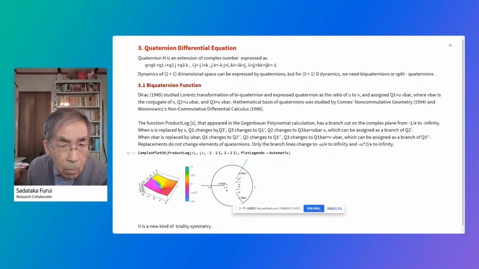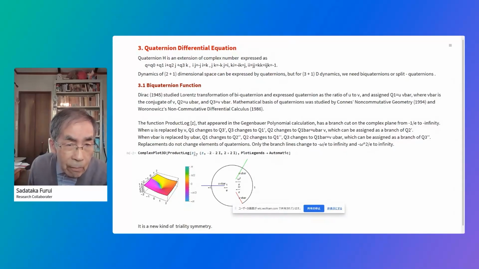The function product log that appears in the Gegenbauer polynomials calculation has a branch cut on the complex plane from minus 1 over e to minus infinity. This is in this one. And when u is replaced by v, q1 changes to q3 prime, and q3 changes to q1 prime, and q2 changes to u bar v, which can be assigned as a branch of q2 prime.